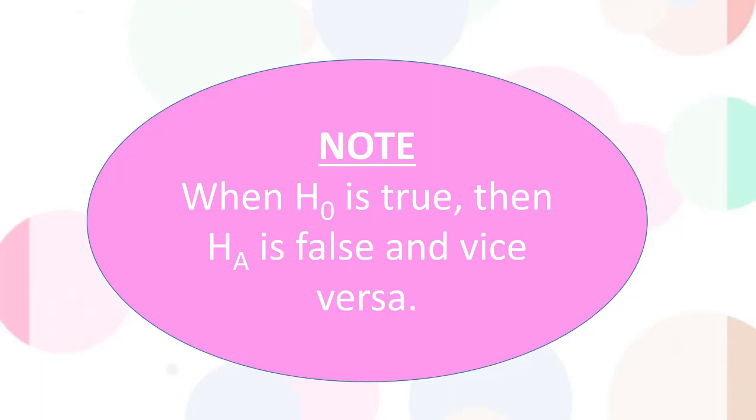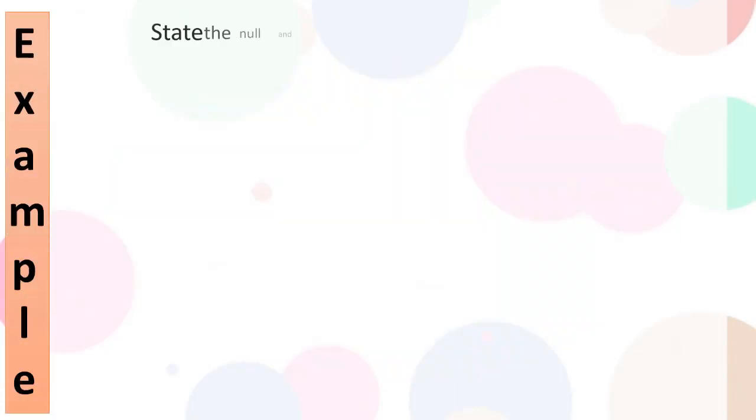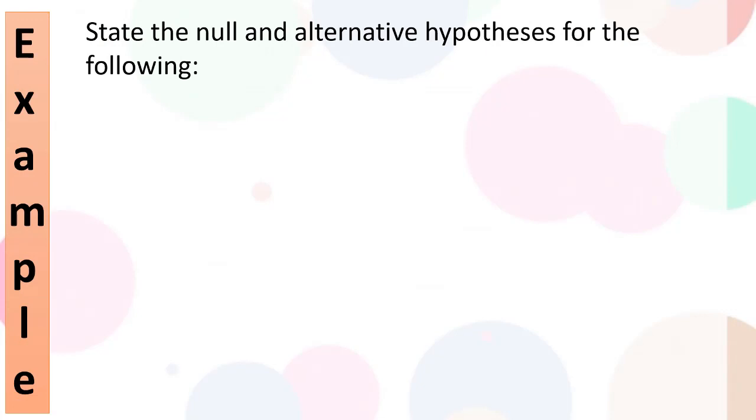When HA is true, H naught is false. They cannot both be true at the same time. They're mutually exclusive. So let's look at an example. We want to state the null and alternative hypotheses for the following three situations.